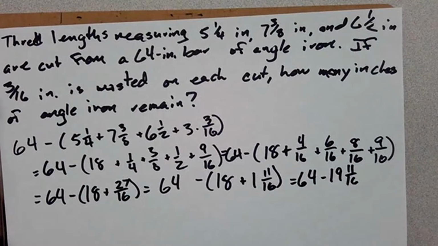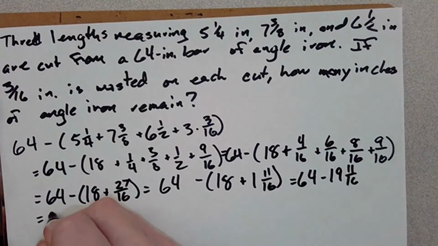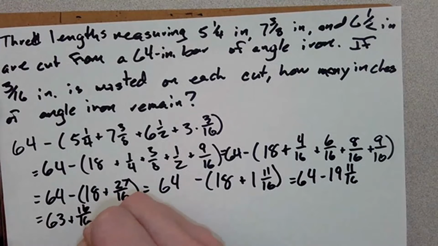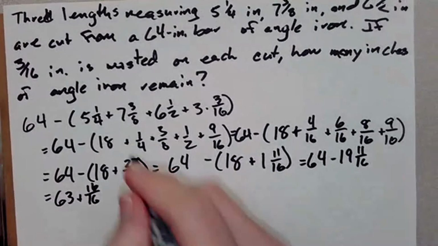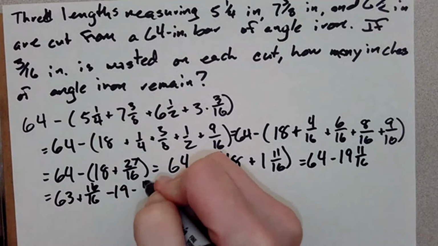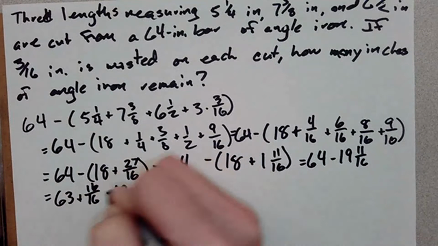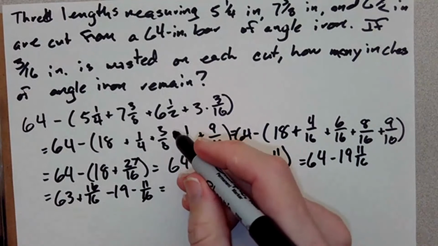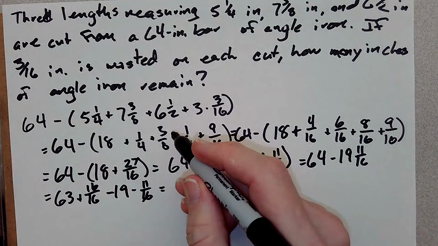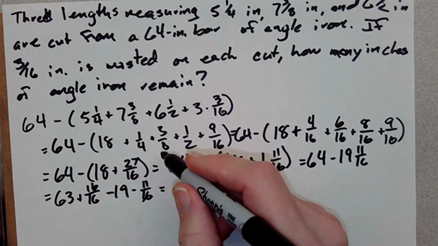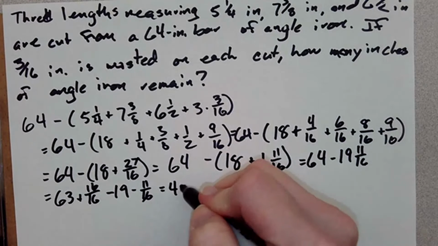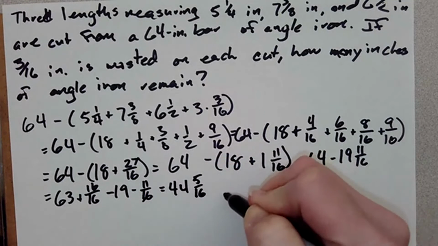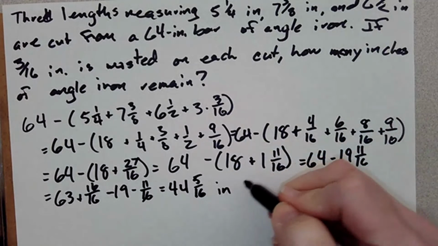Now we do our subtraction. We're going to rewrite this 64 as 63 plus 16/16 minus 19 minus 11/16. 63 minus 19 is one more than 63 minus 20. 63 minus 20 would be 43, so 63 minus 19 is 44. 16 minus 11 is 5/16. 44 and 5/16 inches remaining.